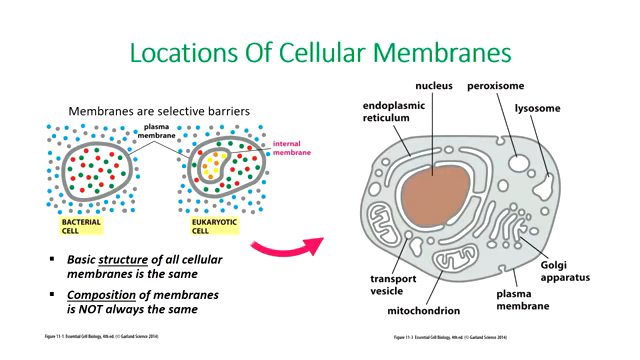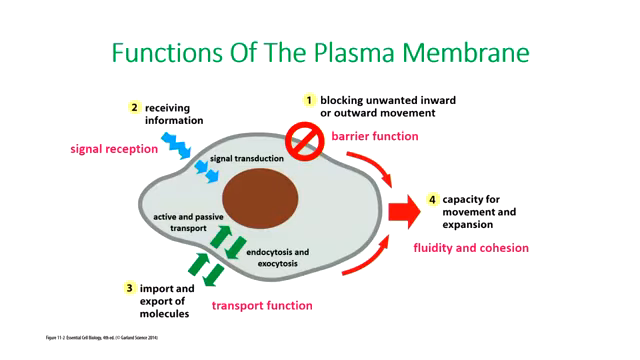But in a eukaryotic cell, you've got both the plasma membrane and then all these internal membranes, and those include things like transport vesicle membranes, organelles like the Golgi apparatus, the mitochondrion, the lysosome, the peroxisome, the nuclear membranes, the endoplasmic reticulum. All of these different membranes have the same basic structure. However, the compositions of those structures are not always the same.